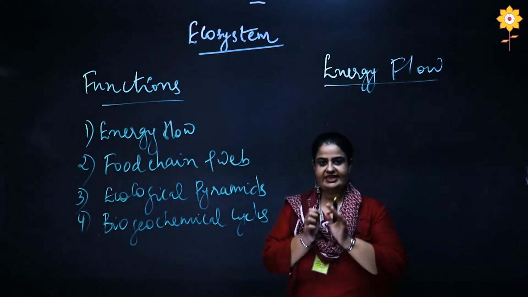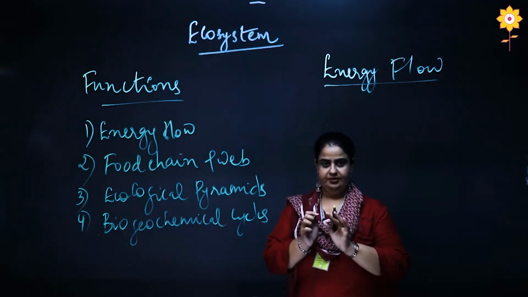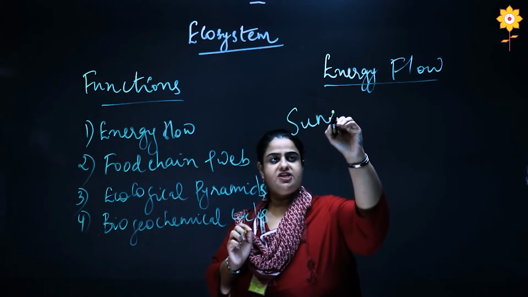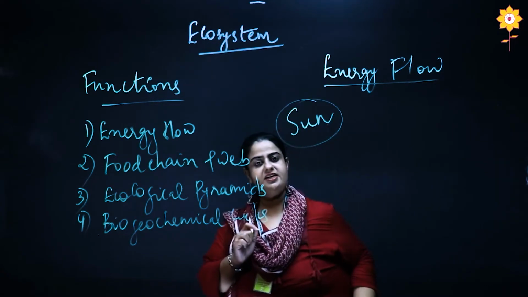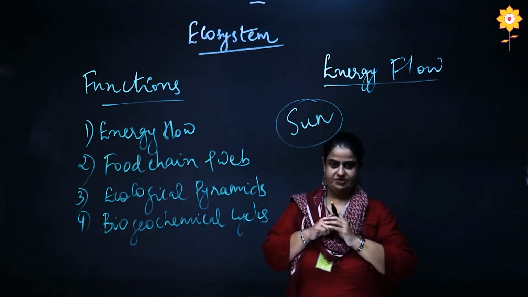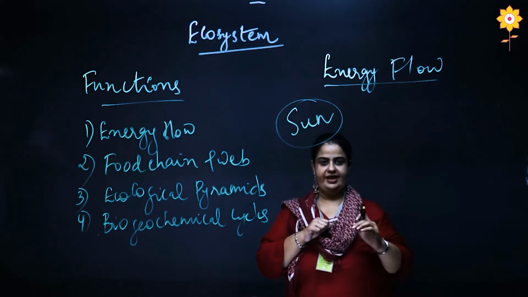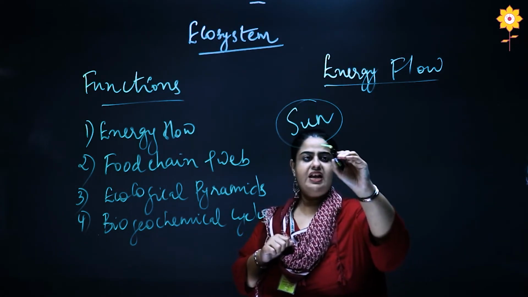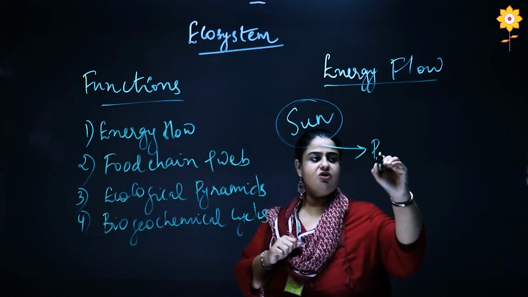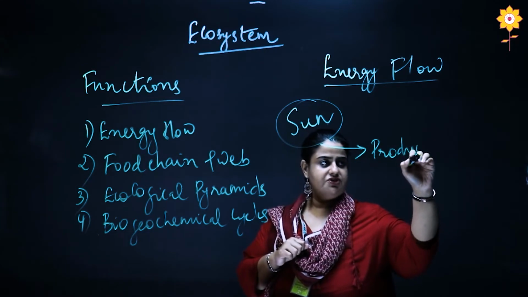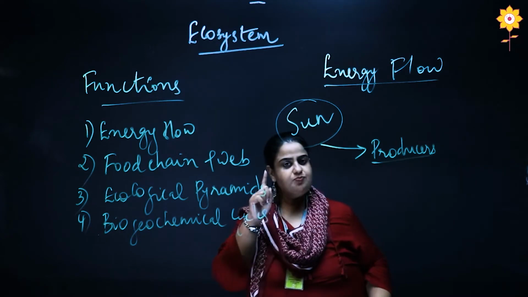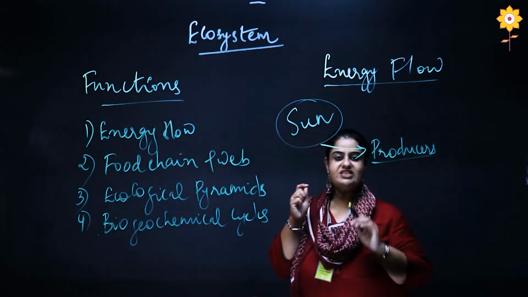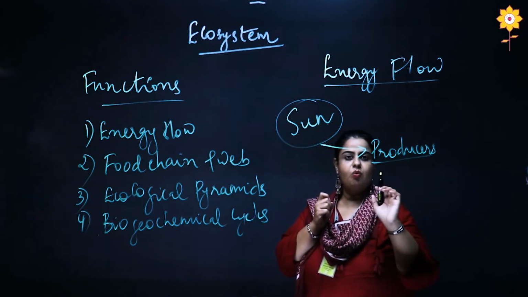We all know that the ultimate source of energy for any ecosystem is the sun. So, solar energy is the ultimate source of energy for any living organisms. Now, what happens to this solar energy? Like I told you, the solar energy that is coming will be trapped by the green plants or the producers or the autotrophs, and these producers use the sunlight for the process of photosynthesis by which they produce their own food.